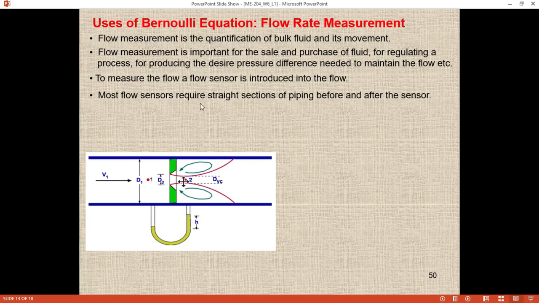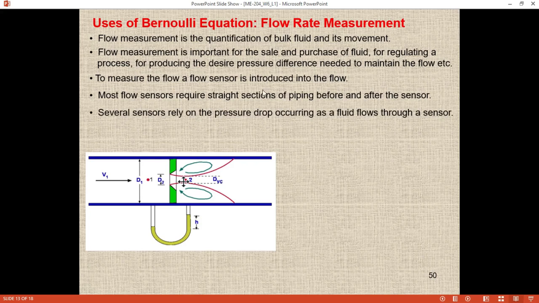Most flow sensors require a straight section of pipe before and after the sensor, because if the pipe is not straight right after the flow sensor, due to the fluctuation, the pressure you read, or the height of the column you read, will not be appropriate. It will be fake, not real. So if the pipe is smooth, the streamline will be smooth and you will get the right pressure height, and then you will be able to convert that pressure height into the velocity.